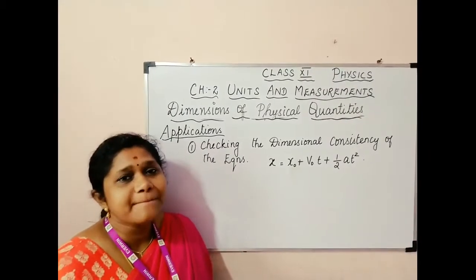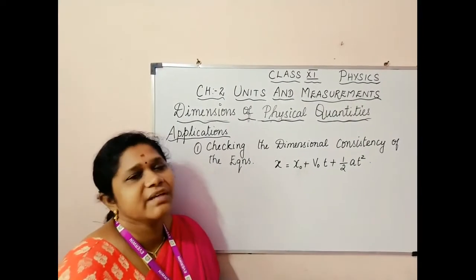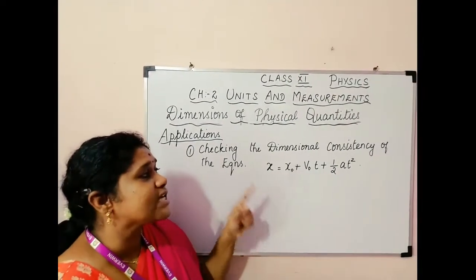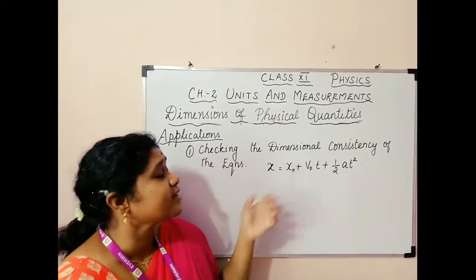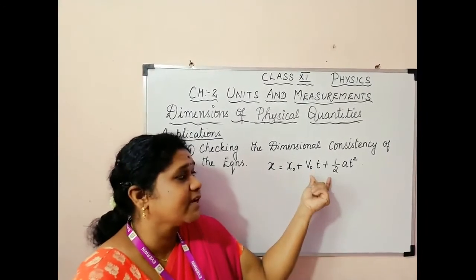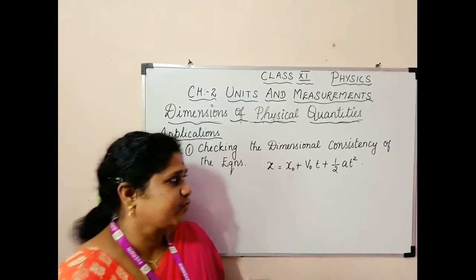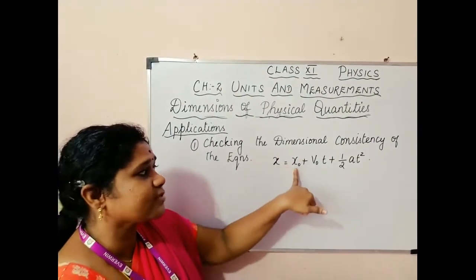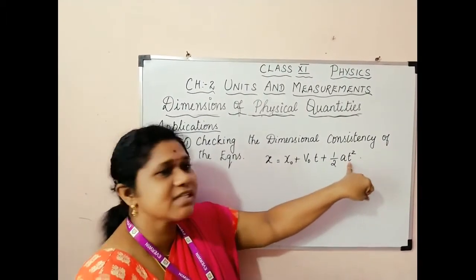Now we'll see the applications of dimensional analysis. We have three applications. The first application is checking the dimensional consistency of equations, which means we are going to check the correctness of the equation, whether the left hand side and right hand side are equal, by using dimensional formula. So this is your given equation, that is x is equal to x naught plus v naught t plus half at square.